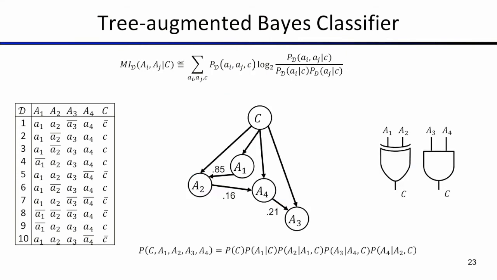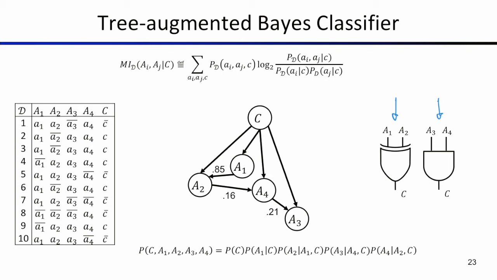So this dataset here is a little bit special. I created it in order to illustrate the algorithm. So there are two ways of finding out the value of the class. The class can be the XOR of A1 and A2, and the class is also, at the same time, the AND of A3 and A4.